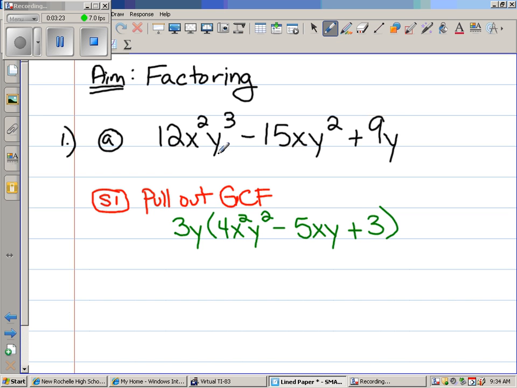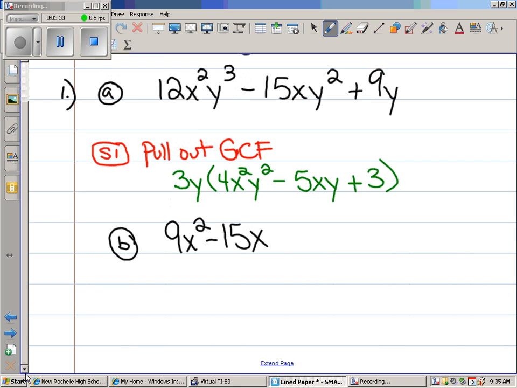Since we had some trouble on this, let's do another practice problem. I'll just think one up off the top of my head. How about this one? 9x squared minus 15x. How'd you factor that one? What would you pull out? What do they both have in common? Jeff? Yeah, 3x. They both have 3x in common. This leaves a 3x over here, and this leaves a 5 over here.